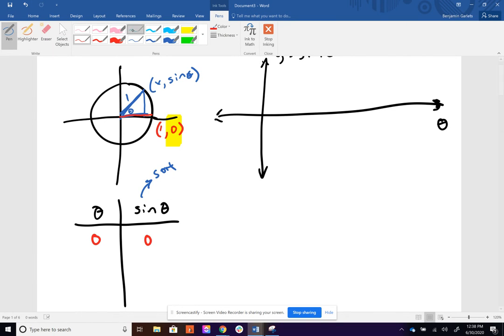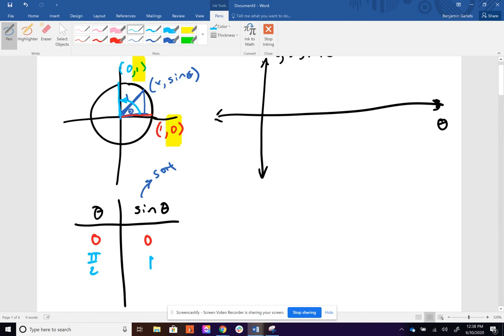Okay, let's go to 90 degrees. So let's come up here. We're going to create 90 degrees. This point is 0, 1. So if I've got an input of 90 degrees, I'm going to call it pi over 2 in radians, then I'm going to have an output of 1.